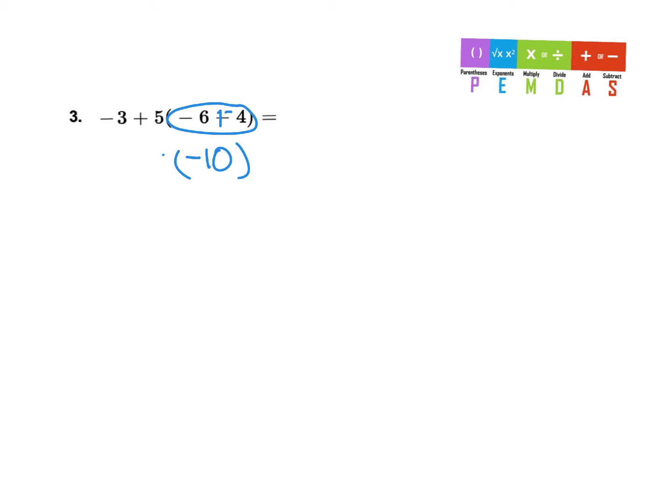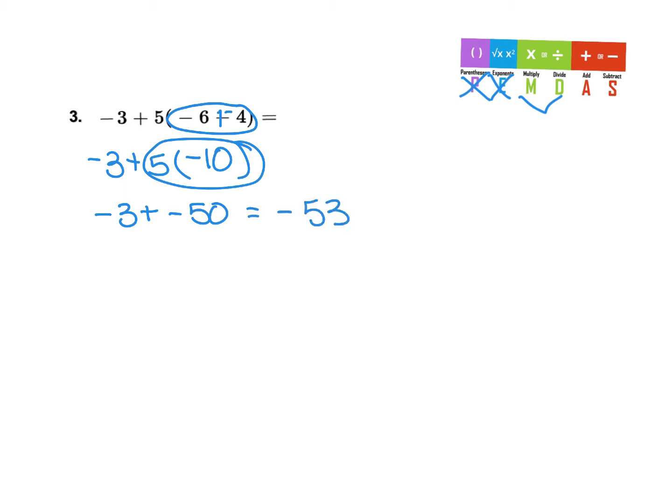All right, so I'm just going to rewrite and clean up my problem. All right, and we don't have any exponents, but we do have multiplication. Remember, we're going to look at these, so I'm going to multiply these two together. I'll get negative 50, and then I have negative 3 plus negative 50. And so that's going to give me negative 53.